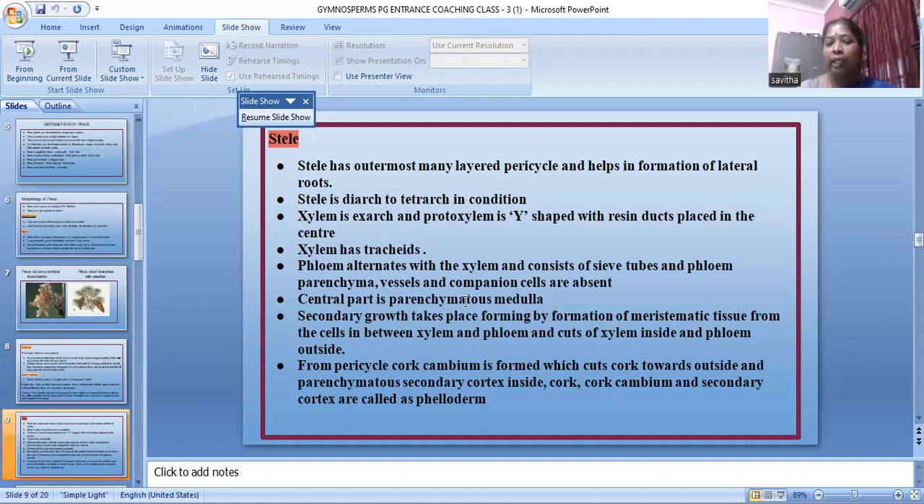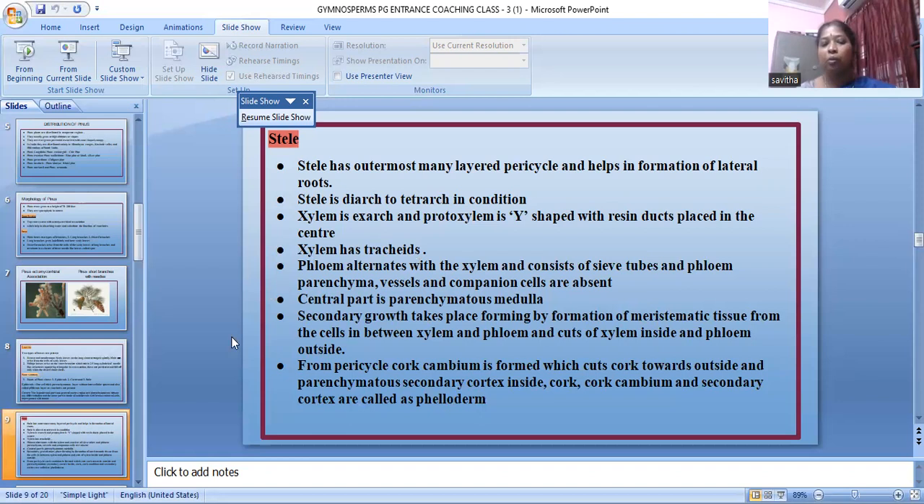Xylem has only tracheids. Phloem alternates with the xylem and consists of sieve tubes and phloem parenchyma. Vessels and companion cells are absent; instead of companion cells, you will see albuminous cells. The central part is parenchymatous medulla. So this is about the internal structure of the root.